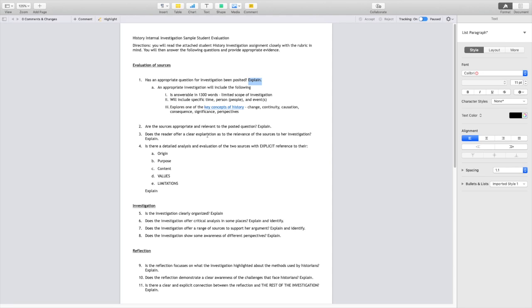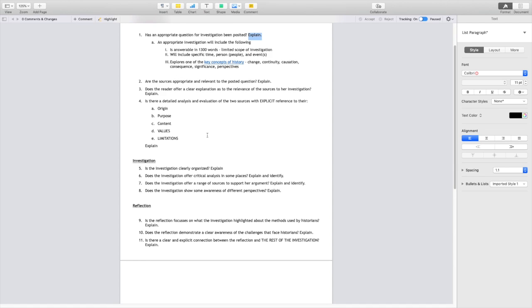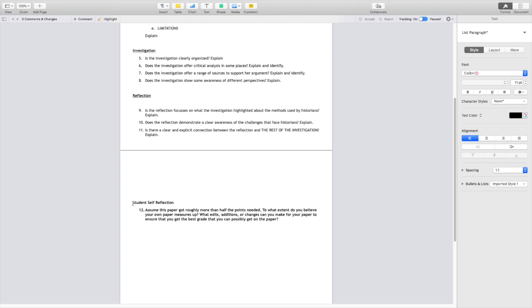These questions are super easy, and the only purpose that I have in them is to get you to go back to the paper and figure out where this student actually does these things. The answer to every single one of these questions is basically yes. And what I need you to do is figure out how they got to that yes. And then finally, there is your student self-reflection, which basically means after you've read this paper, what can you do to make your paper better?